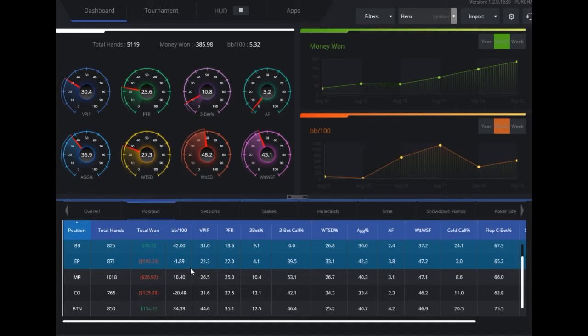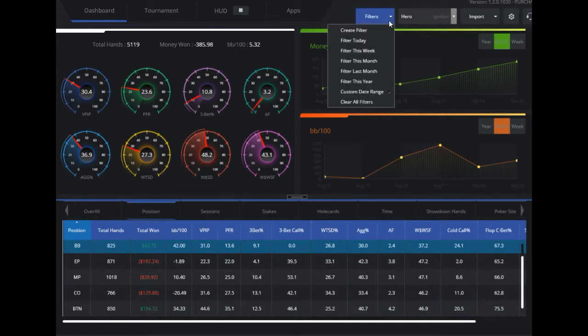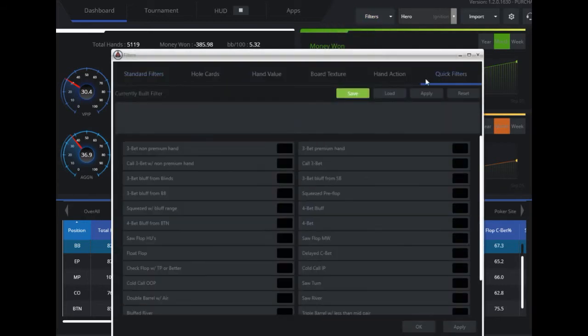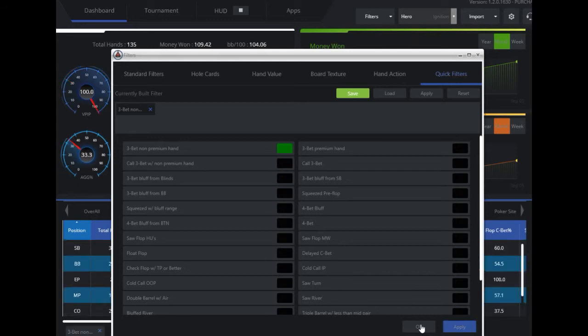And now we're going to look at some of those things that might be leaks and run some filters here. So first thing, we're going to look at some of these 3-bets. So we're going to go to create filter, go to our quick filters, and we're going to look at 3-bet non-premium hand, because if we're 3-betting on the high side, we want to make sure that those hands that we are 3-betting with looser, because we clearly are, that we're not spewing. So click OK. Close this out.